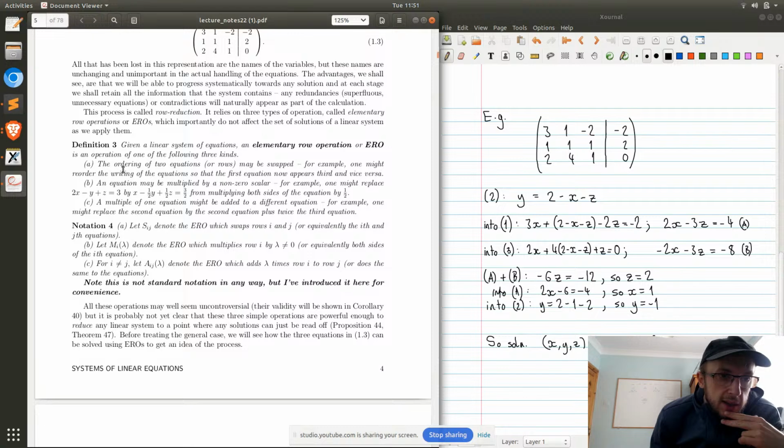The first is that the ordering of 2 equations or rows may be swapped. For example, one might reorder the writing of the equations so that the first equation now appears third, and vice versa. Okay, I've seen that indicated before using capital R for the rows and then giving indices. Let's see.